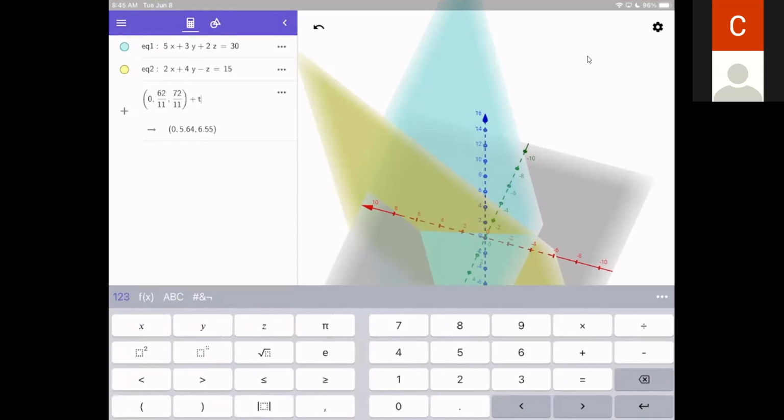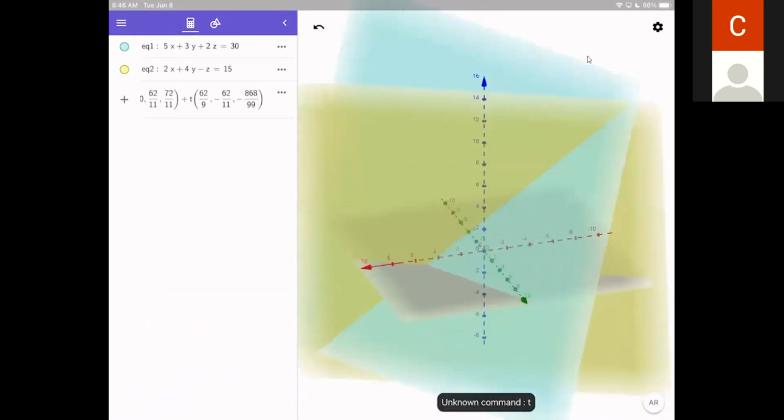I don't know. My second fraction was 62 over 9. Arrow to the right, comma, negative 62 over 11. Arrow, comma, negative 868 over 99. So the question is, does it like this? Notice it does not like it. Isn't that interesting? Didn't like it.